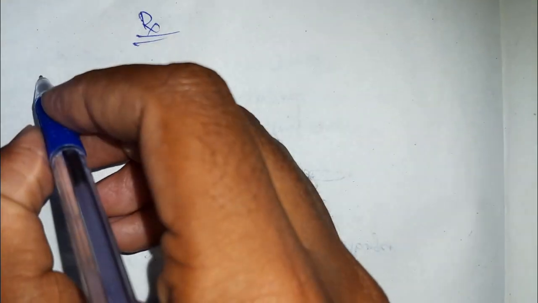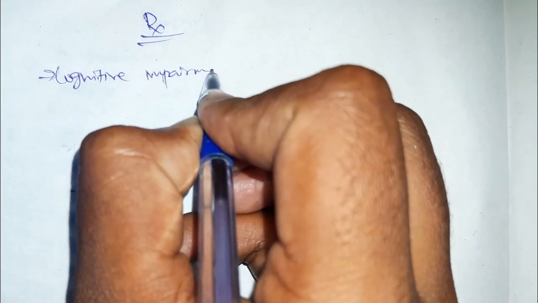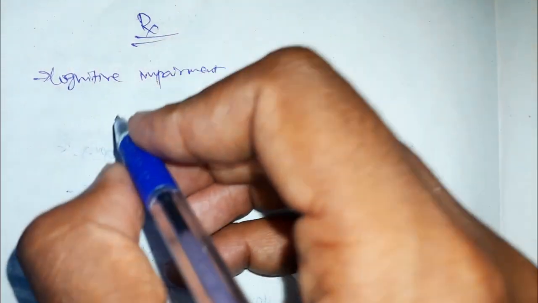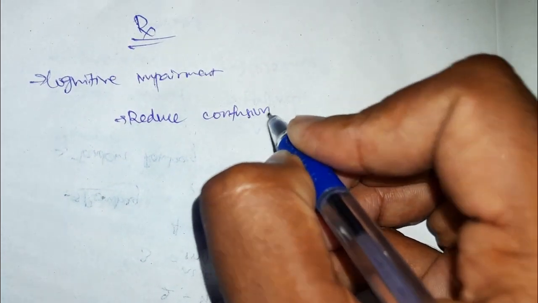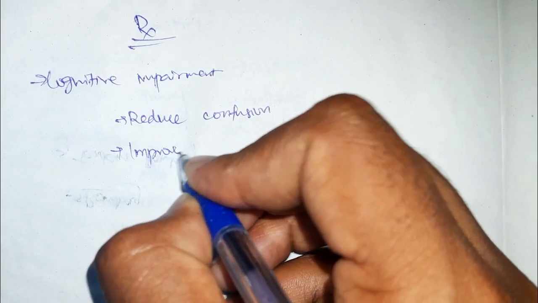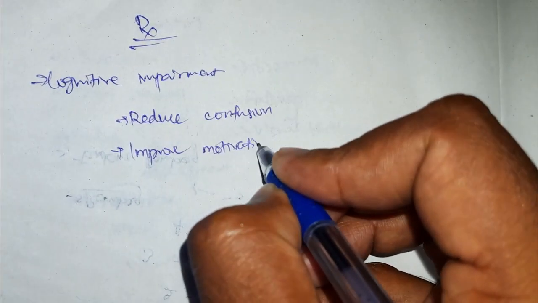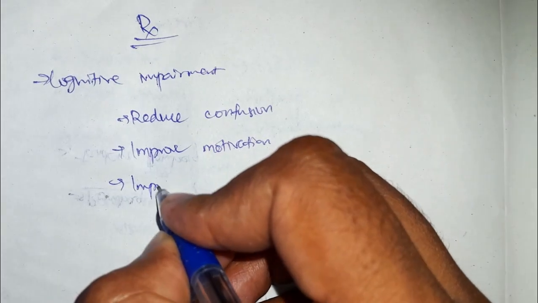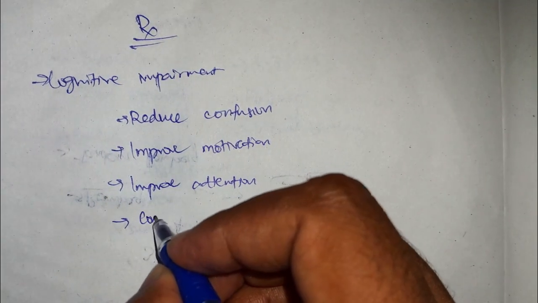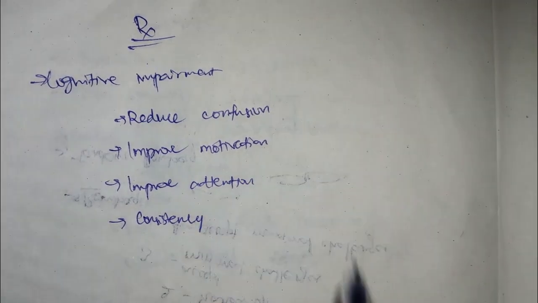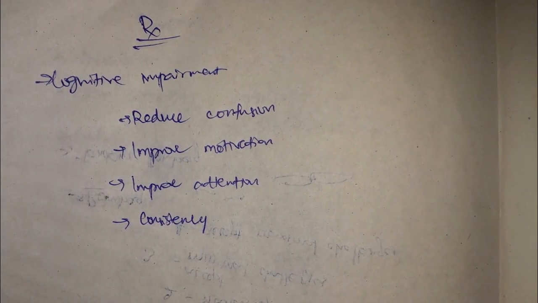Then come to the treatment suggestion. So we have assessed, then treatment suggestion. First, cognitive impairment, which means the person may be confused. For those we have to reduce the confusion, improve the motivation, improve attention, and we have to encourage the consistency. We have to start with the simple task and go to the complex task.